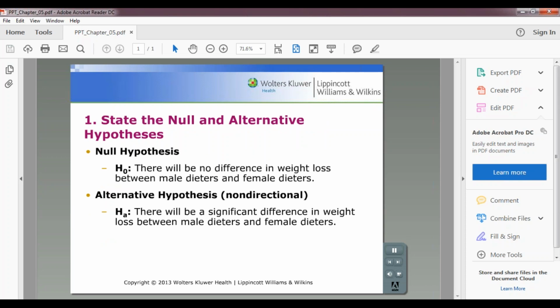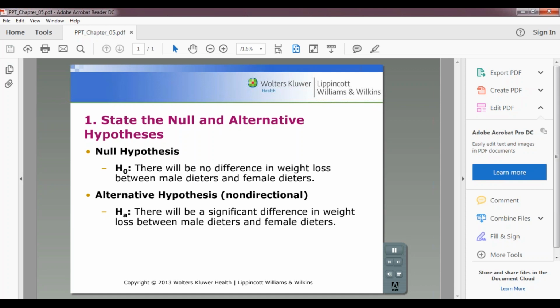So in this case, we're going to state the null, as we already did. There's no difference in weight loss between the male and female dieters. And then we'll state our alternative, which is not always necessary, but for the sake of this example, we'll state it here. There will be a significant difference in weight loss between male dieters and female dieters.